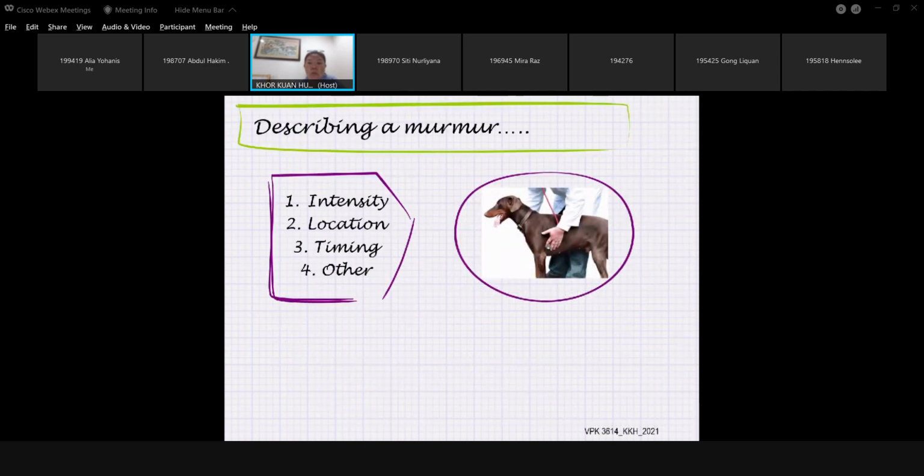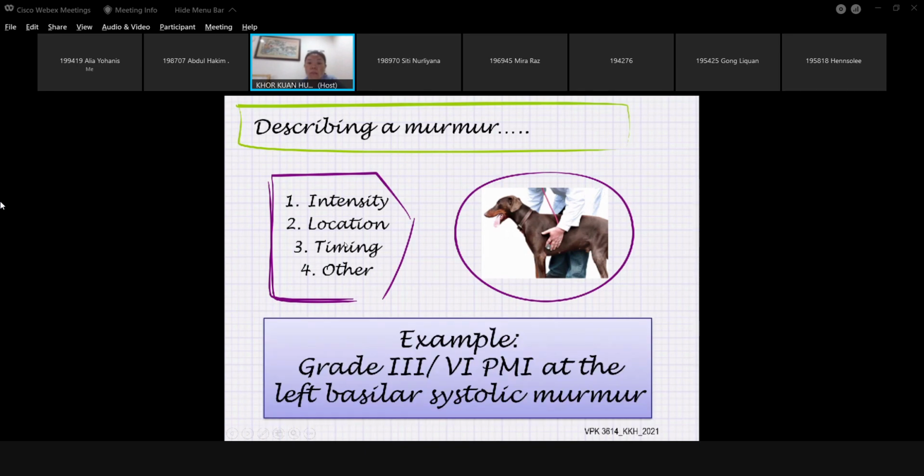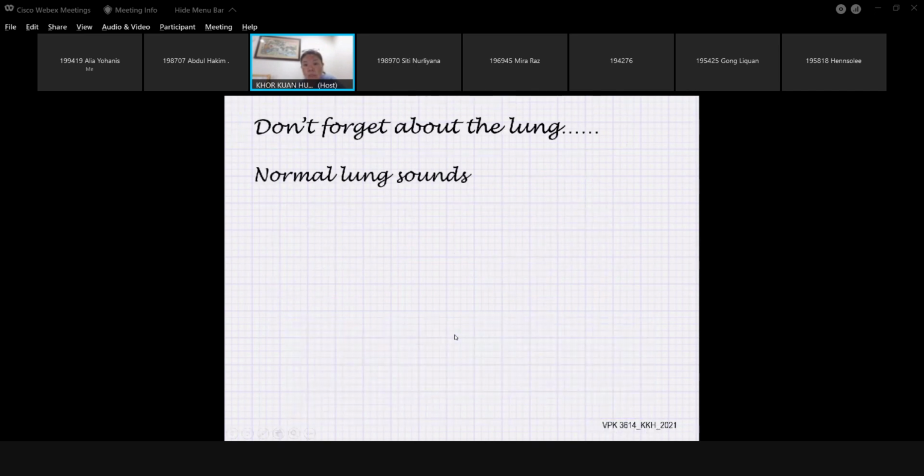Okay, so we have done intensity, murmur grading, location, base or apex, timing, which means systolic, diastolic, or continuous. So when you describe a murmur: intensity, grade 3 out of 6. Point of maximum intensity means which location you heard the loudest. So you would say at the left basilar, and it is a systolic murmur. Okay, so that's how you're going to differentiate.